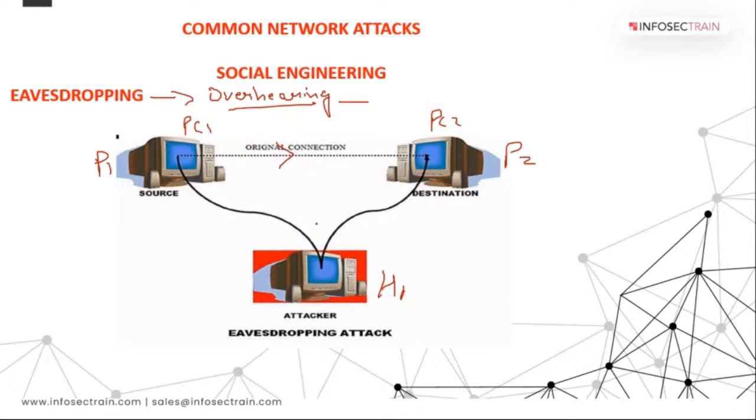What happens? The attacker is sitting over here. The attacker will sniff the traffic in between and is able to read all the data that is there. That is called sniffing. The attacker is sniffing the traffic in between. So this is your eavesdropping attack. Is that clear, everyone? Okay, great.